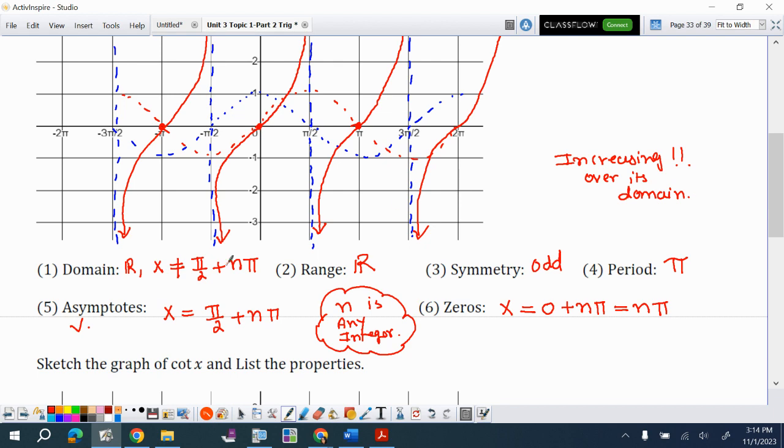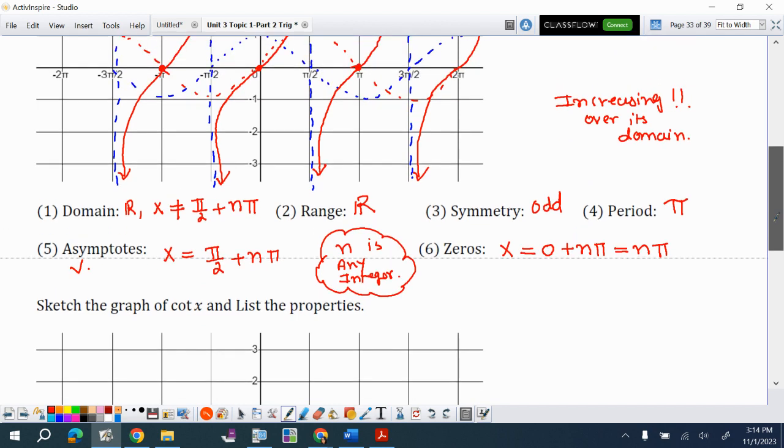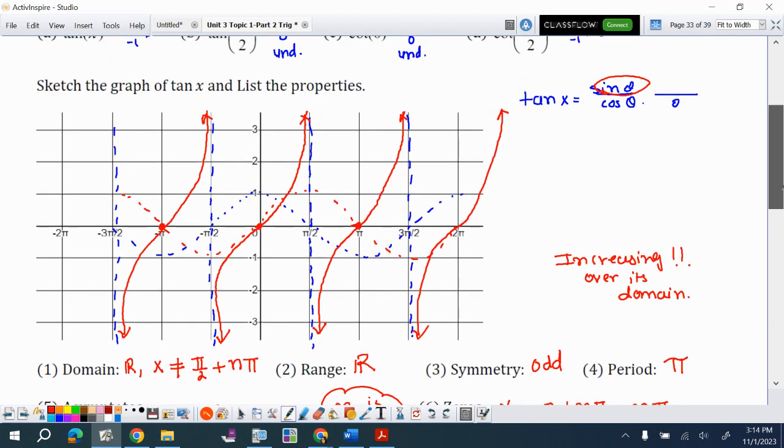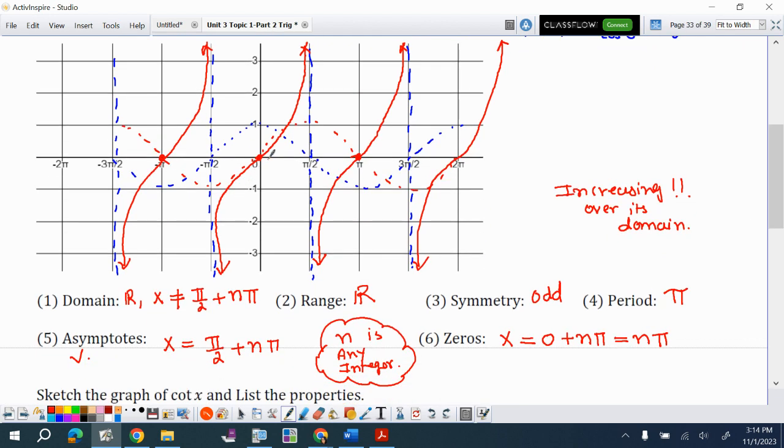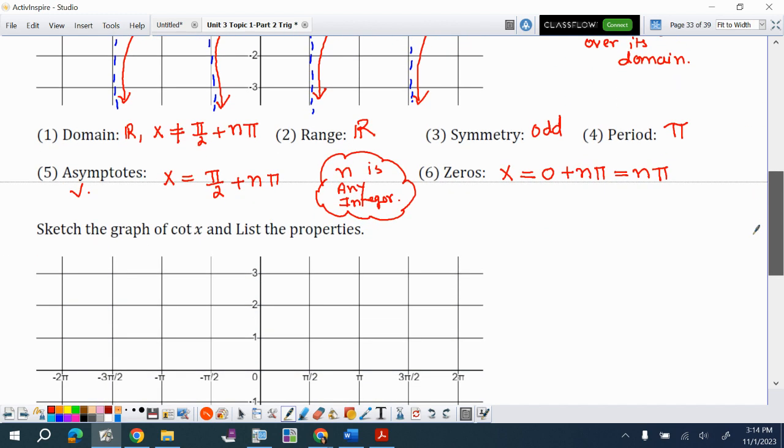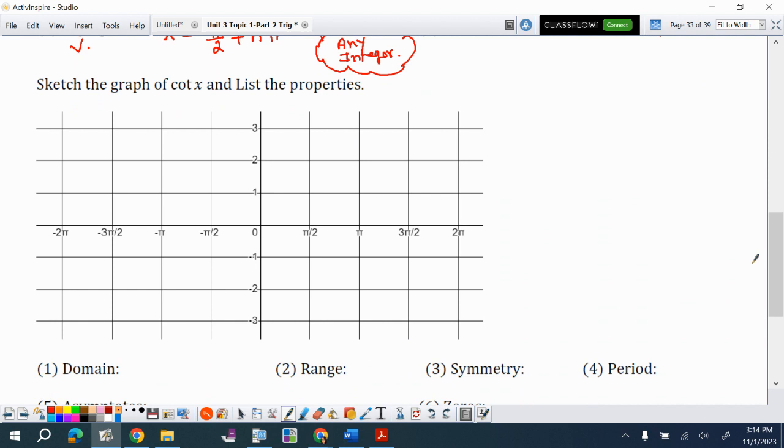So let's take a look at the cotangent. The cotangent graph is a reciprocal of tangent. Reciprocal means wherever you have a zero, it becomes undefined, and wherever there is undefined, those become zeros. Cotangent x is 1 over tangent x, or you can also say cotangent is cosine theta over sine theta. So wherever tangent has a 0, cotangent has an asymptote.